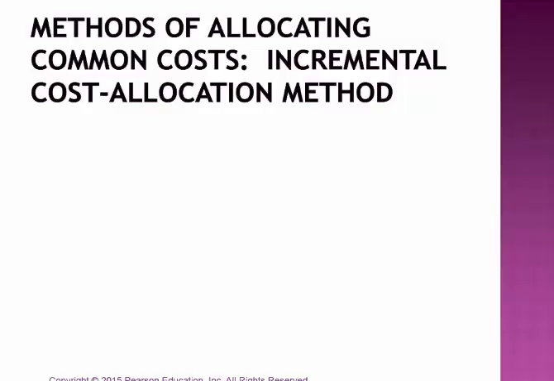This one is called the incremental cost allocation method. This one actually ranks the individual users of the cost object in the order of the users most responsible for the common cost, and then uses this ranking to allocate the cost among those users. The first ranked user is called the primary user, and they're assigned their allocated cost up to the cost that they would have had to pay as a standalone user.